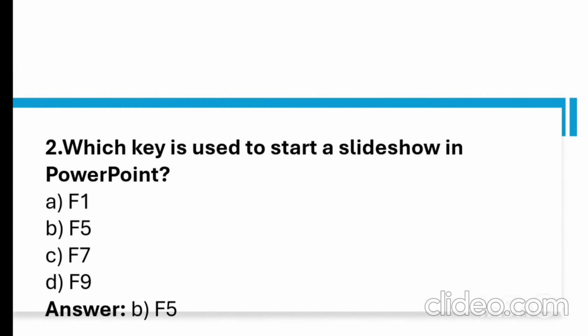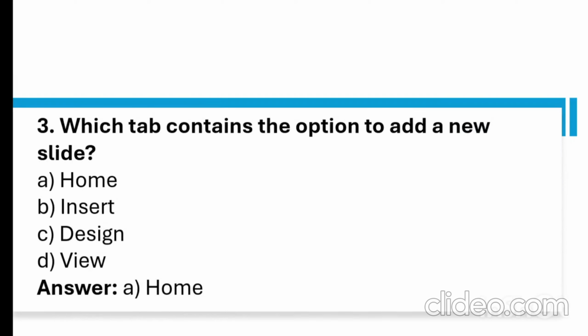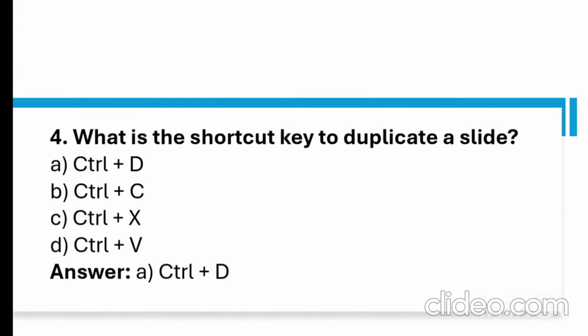F5. Question number 3. Which tab contains the option to add a new slide? Options are A. Home, B. Insert, C. Design, or D. View. So the correct answer is option A, Home. Question number 4. What is the shortcut key to duplicate a slide? Options are A. Control plus D, B. Control plus C, C. Control plus X, or D. Control plus V. So the correct answer is option A, Control plus D.